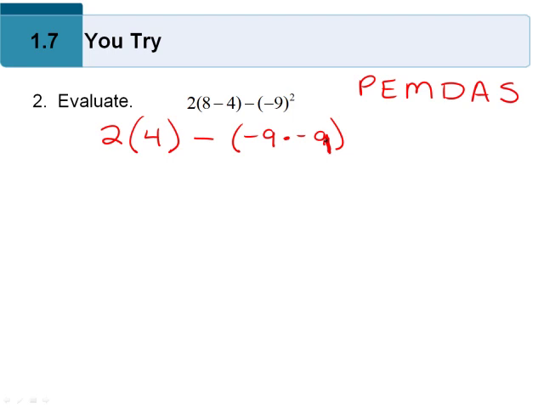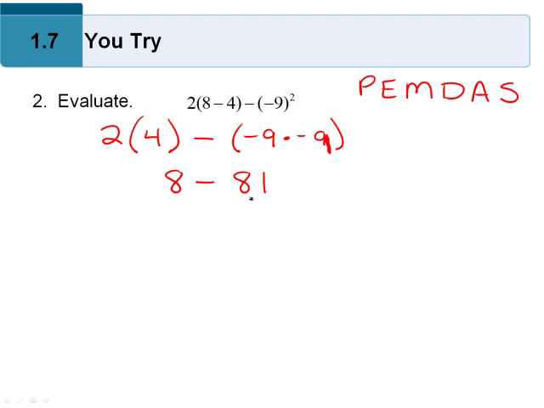Okay, so it's multiplication and subtraction and multiplication. So we can do the multiplications together at the same time. 2 times 4 is 8. Bring down your minus sign. And a negative 9 times a negative 9 is a positive 81. Okay? So now we're left with subtraction.